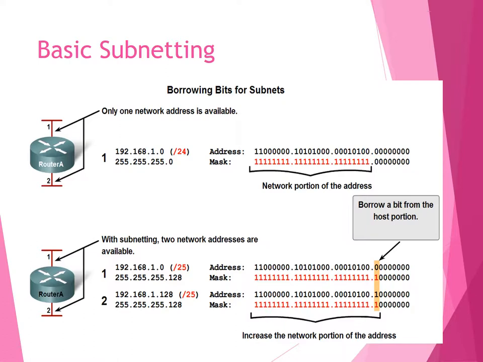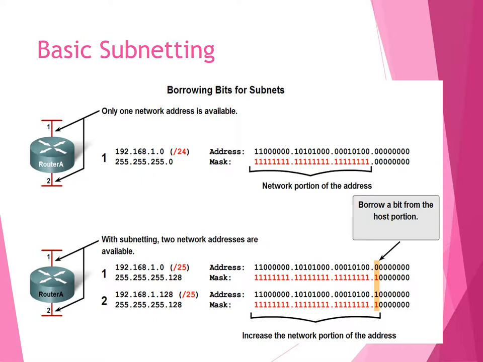Basic subnetting, borrowing bits for subnets. Router A has only one network address available: 192.168.1.0/24, with a subnet mask of 255.255.255.0. The address is converted into binary and the mask is shown. This is the network portion of the address.